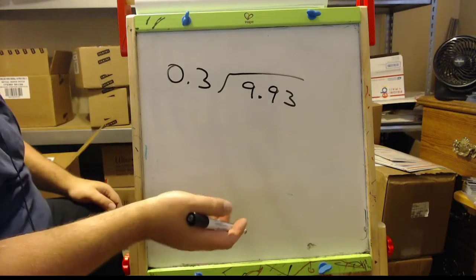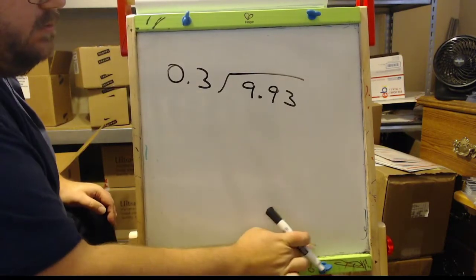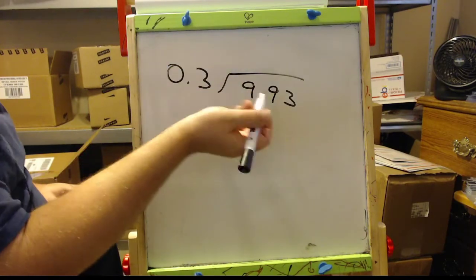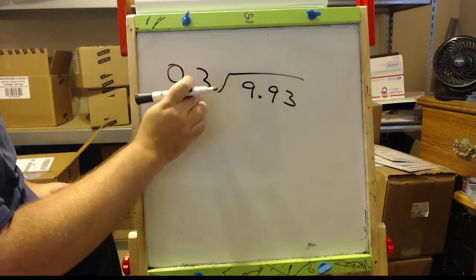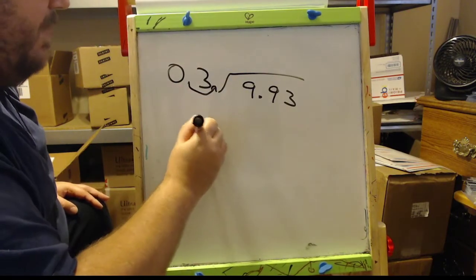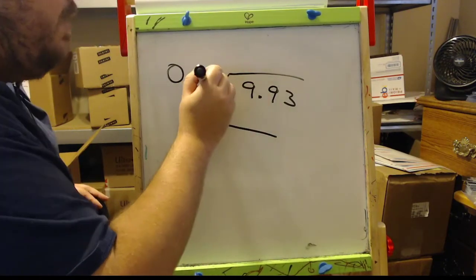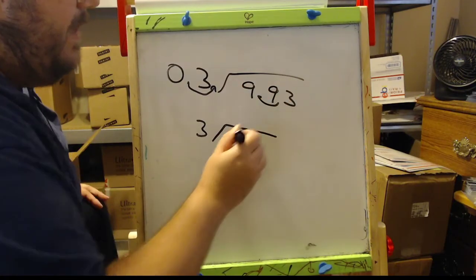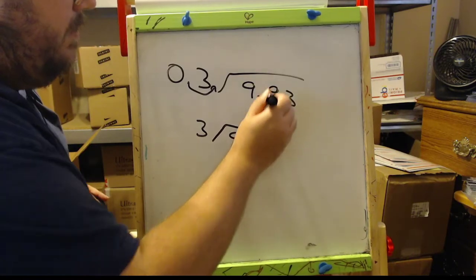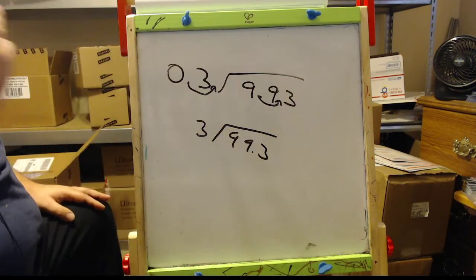9.93 divided by 3/10. So you could do it the fraction way if you wanted to turn these into fractions. But the easiest way to do it is make this a whole number out here. Move the decimal. So I move the decimal one spot. But if I move the decimal one spot out here, I've got to move it one spot in here. Okay, so it becomes 99.3, excuse me.